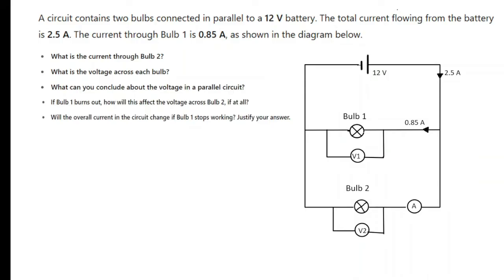Here is a typical GCSE and IGCSE exam style question on electricity. A circuit contains two bulbs connected in parallel to a 12 volt supply. You can see it on the diagram. The total current from the battery is 2.5 amps. The current through bulb 1 is 0.85, and they have asked some questions about this circuit.